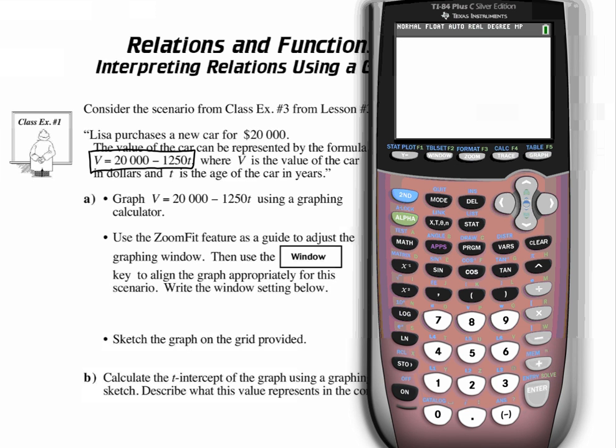All right, so we need to change our windows. So let's go through the instructions here. It says you can use the zoom fit feature as a guide, or we can zoom out. So if you push graph, yours probably doesn't look like this. Zoom 6 is standard, right? Yours probably looks like this and nothing shows up.